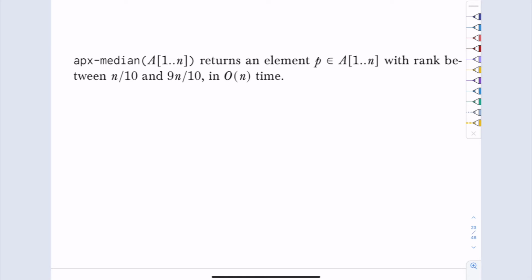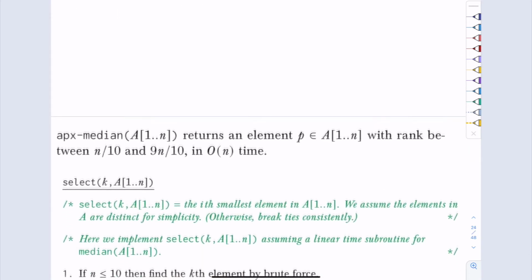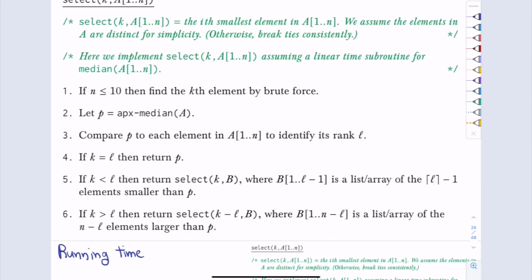Suppose I had access to a magical black box that will return some element that's in the middle 80%. So it's not the smallest 10%, it's not the biggest 10%. It's in the middle 80%. Just approximating the median, but it's not too extreme. It's bounded away by some constant. 10% is sort of arbitrary. I could have chosen 1%, I could have chosen 30%, you'll get the same thing of the constant. Okay. Now, we can take the same algorithm and make that one change.